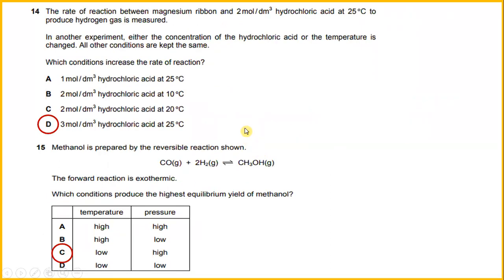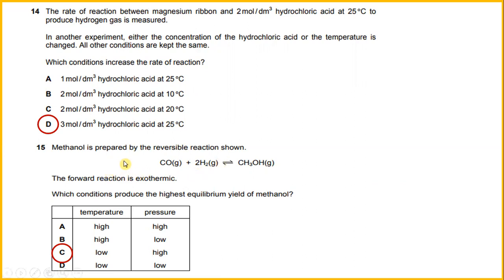The rate of reaction between magnesium ribbon and 2 mole decimeter cube hydrochloric acid at 25 degrees to produce hydrogen gas is measured. In another experiment, either the concentration of the hydrochloric acid or the temperature is changed, all other conditions are kept the same. Which condition increases the rate of reaction? The answer for this will be number 3, which is 3 mole decimeter cube hydrochloric acid at 25 Celsius.